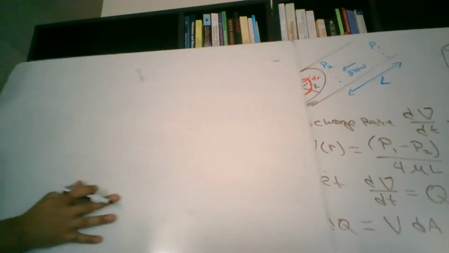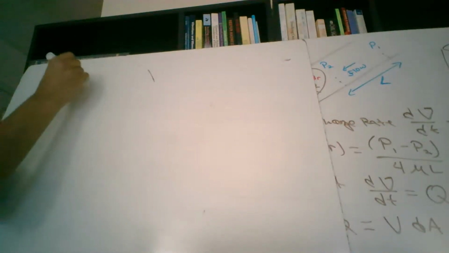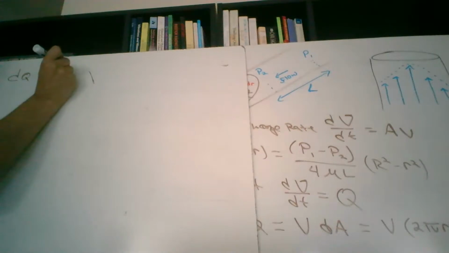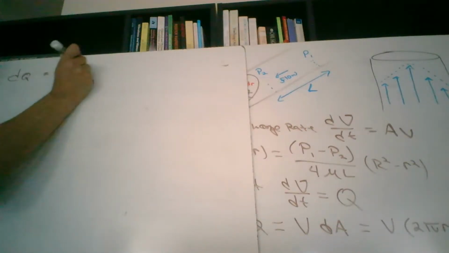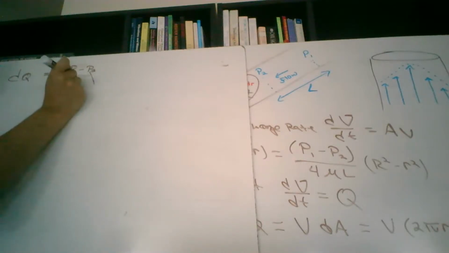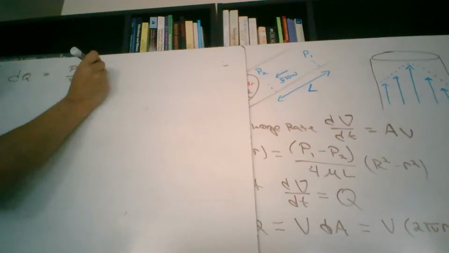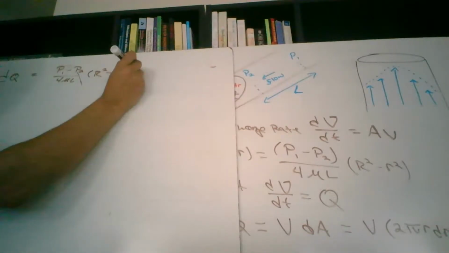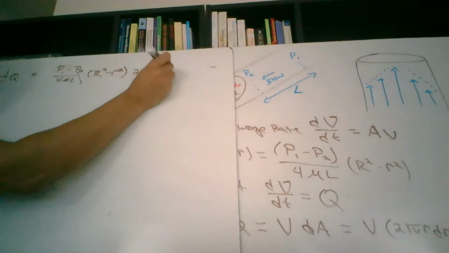Okay, so I'm going to rewrite the equation. I have dq is equal to the velocity, that velocity term. So v first, I'm going to put that in. That was mu, not rho, why do I keep saying rho? P1 minus P2 over 4 mu L times r squared minus little r squared. So that's the volume. And then we got to multiply it by 2 pi r dr. So that's our equation for the entire discharge.